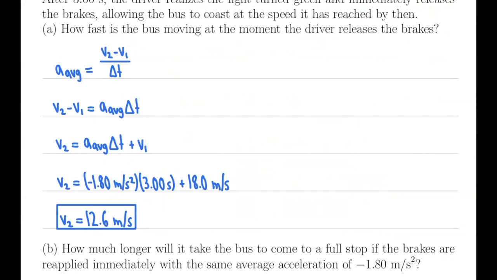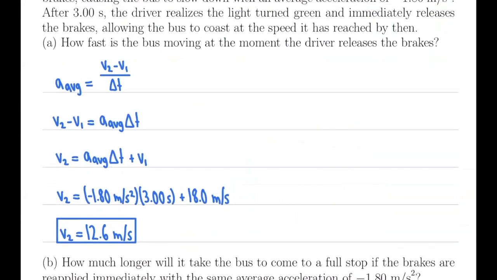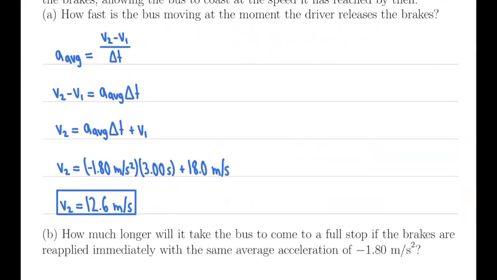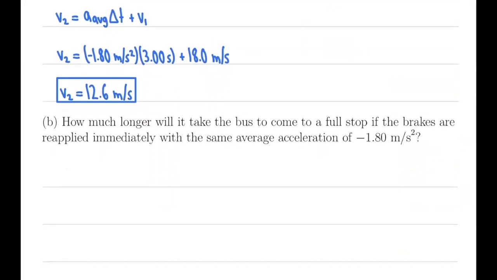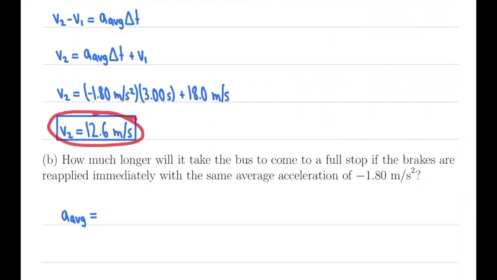It's physics. All right. So that's the velocity of the bus when the guy releases the brakes. And it says, how much longer will it take the bus to come to a full stop if the brakes are reapplied immediately with the same average acceleration of negative 1.8 meters per second squared? So we're given average acceleration, so we're going to use the average acceleration definition. This is the velocity it's going when the brakes are reapplied.